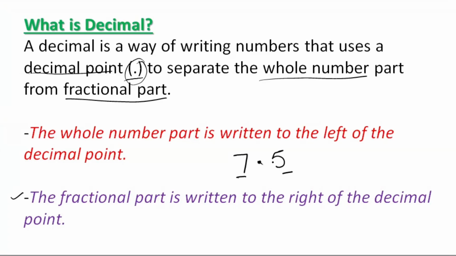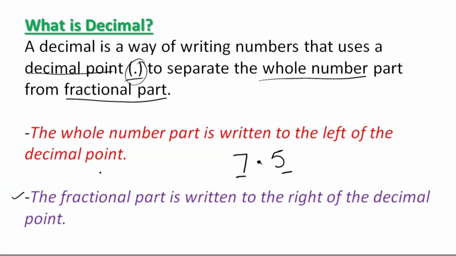So what is a decimal? A decimal is a way of writing by using a decimal point to separate the whole numbers from the fractional part. Let's take an example to understand it in an easy way. For example, this is the number 82.16. Okay. So what is this? This is in decimal form. Why? Because we are using a decimal point here. That's why it becomes decimal form.